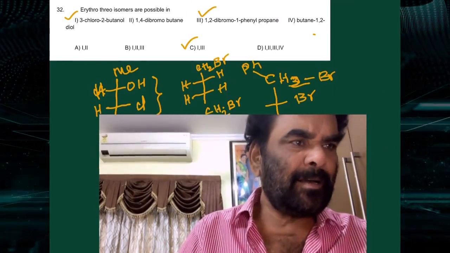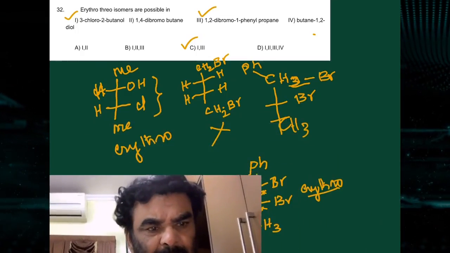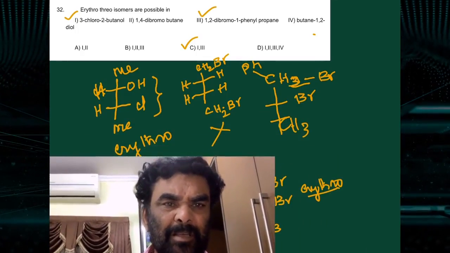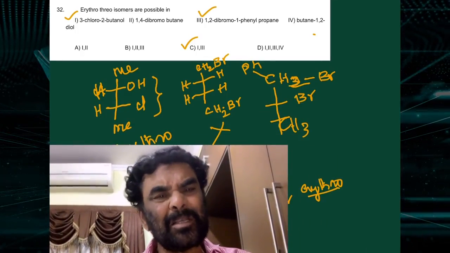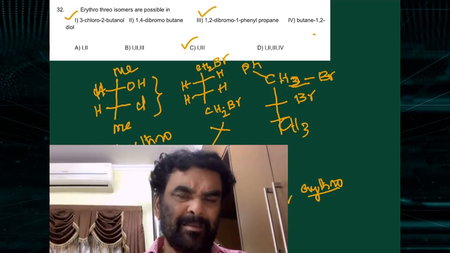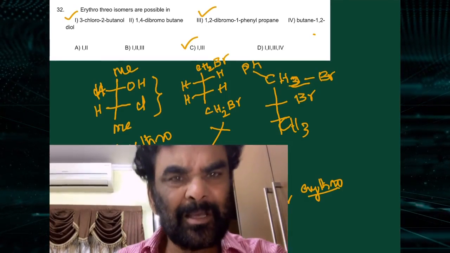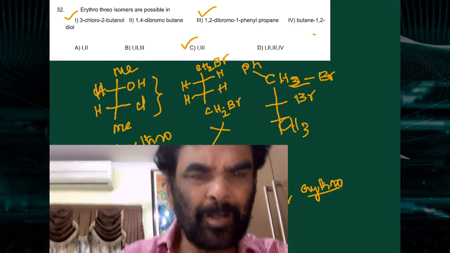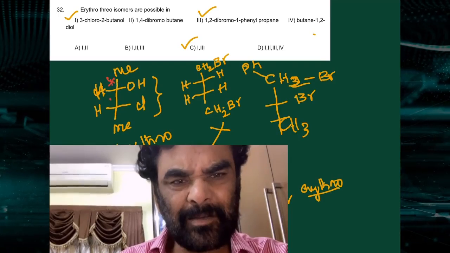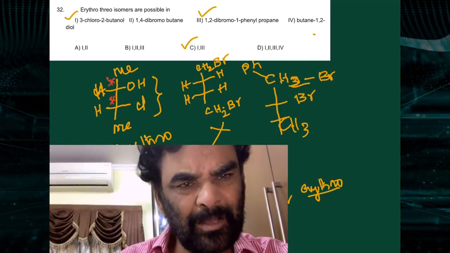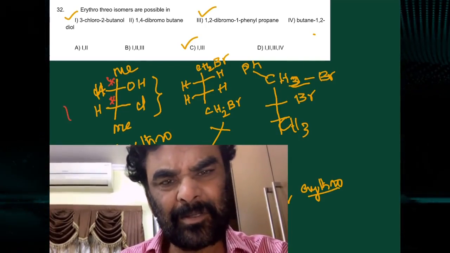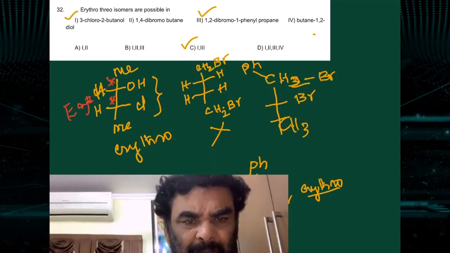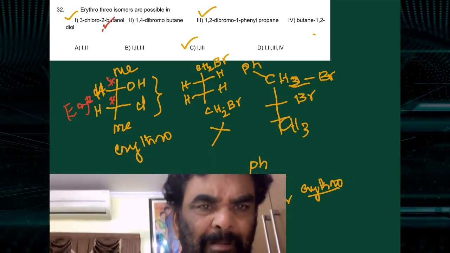And the next one is this case. Erythro and threo isomers are possible. To say erythro or threo, there must be 2 chiral centers. So here you see 3-chloro-2-butanol. There are 2 chiral centers. In the Fischer projection, the highest priority groups on the same side, this is erythro. This is the erythro form, possible.